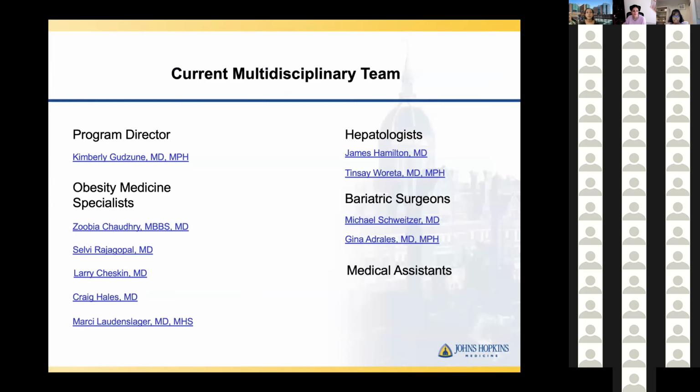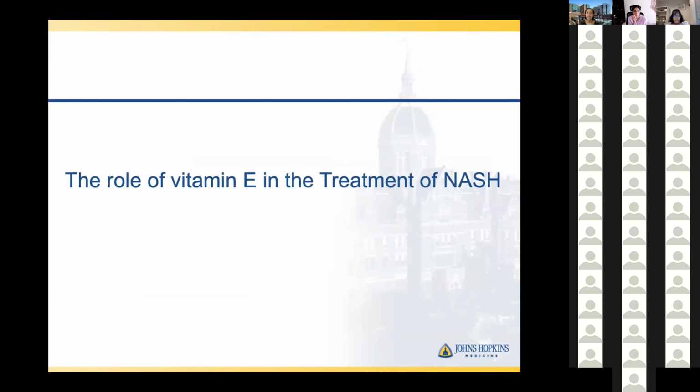And so we have a multidisciplinary team where we're seeing patients with NAFLD. I'm there as one of the hepatologists, as is our director of hepatology, Dr. Hamilton, with 6 obesity medicine specialists, and bariatric surgery is also part of our team. And so we're hoping that multidisciplinary approach will help our patients achieve these weight loss goals. And we're happy to see patients with HIV in this clinic as well, currently located at Green Spring Station, but we're hoping to expand to different sites as well.